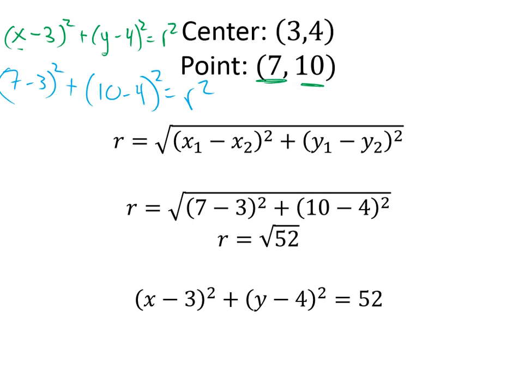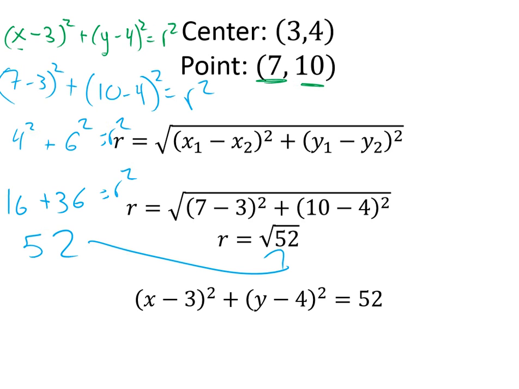So 7 minus 3 is 4, 4 squared, which is 16. 10 minus 4 is 6. 6 squared is 36. And then that equals r squared. So 16 plus 36 is 52, which as you see is the same.